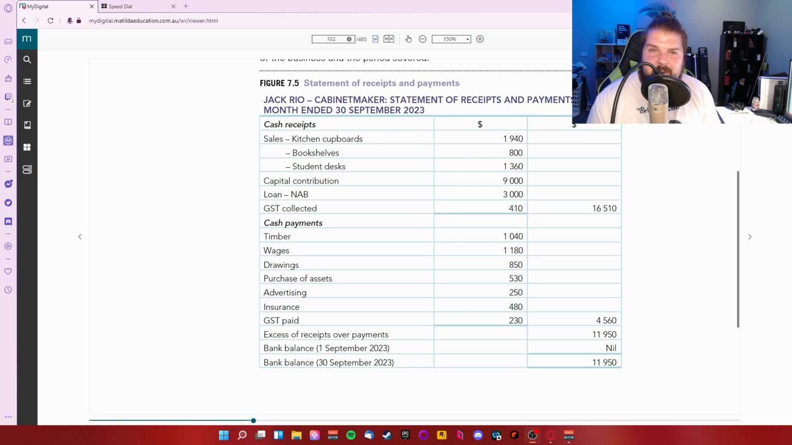It's important to keep in mind that when you're looking at the heading, it also shows the time period, whether it's a month, a year, 6 months, depending.